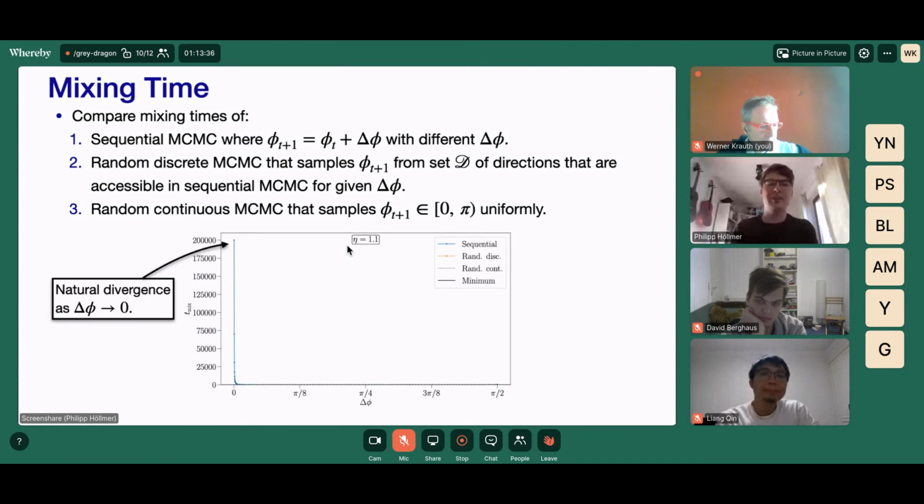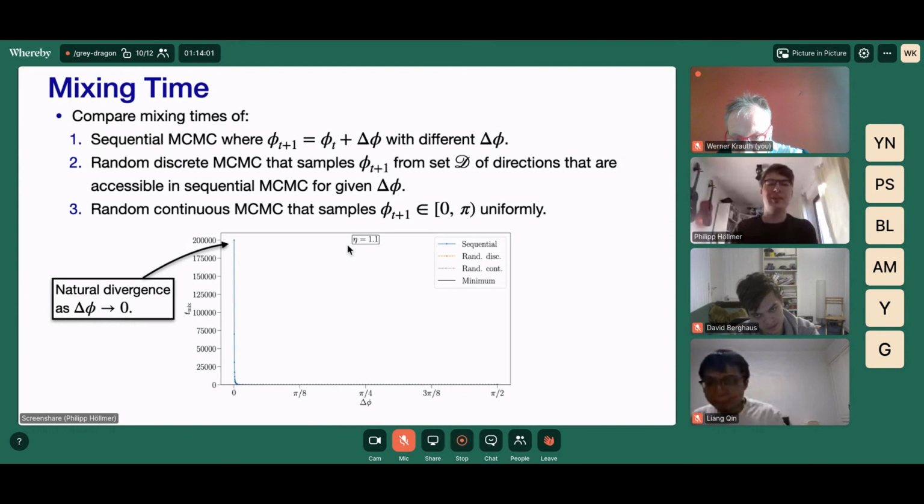So let's look at the first plot of the mixing time for these different schemes. For eta equal 1.1, you cannot see much, because this full plot is dominated by the natural divergence of our sequential scheme as delta phi goes to 0. Because then we rotate the direction very little and we repeat our random moves along approximately the same direction. And this, of course, yields a very large mixing time.